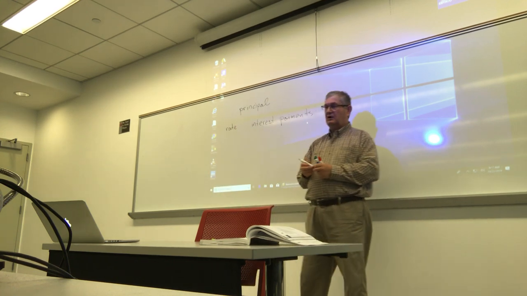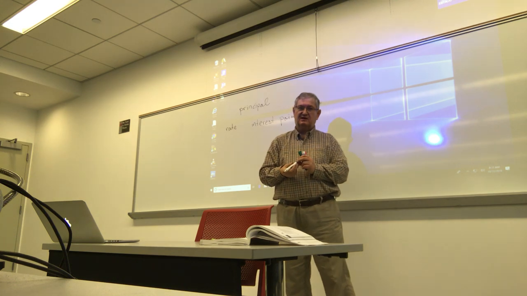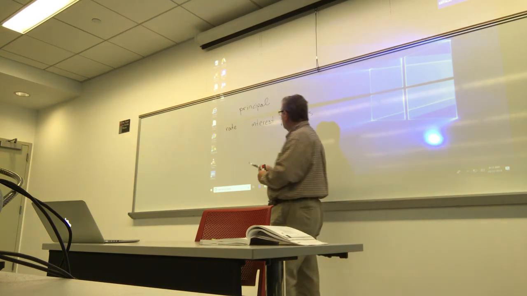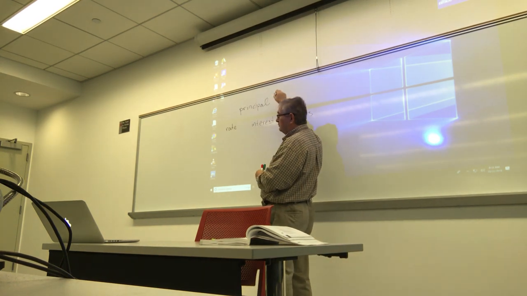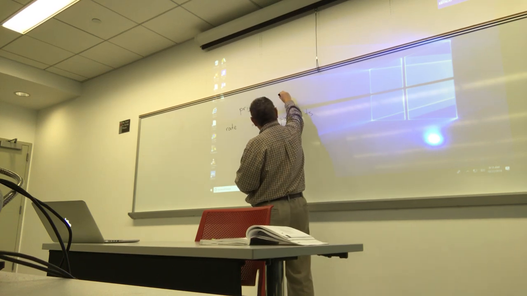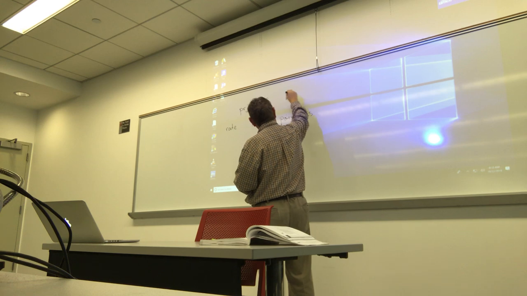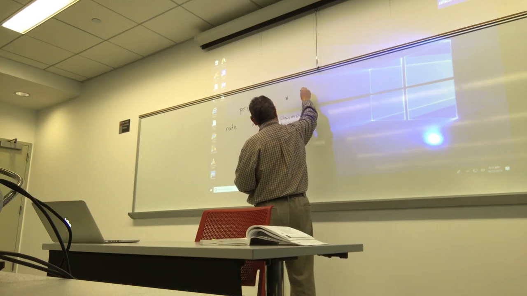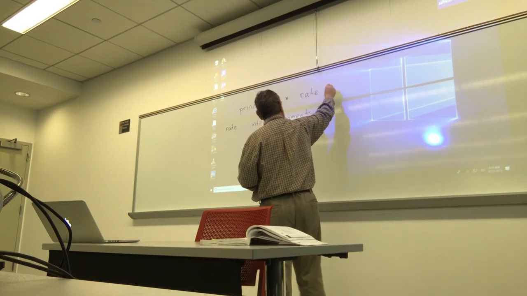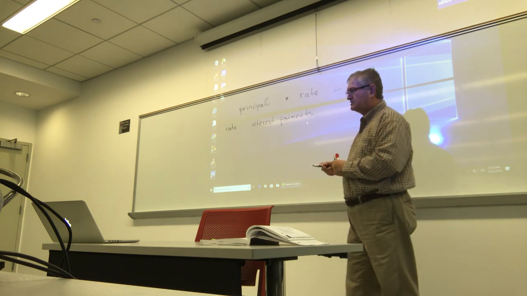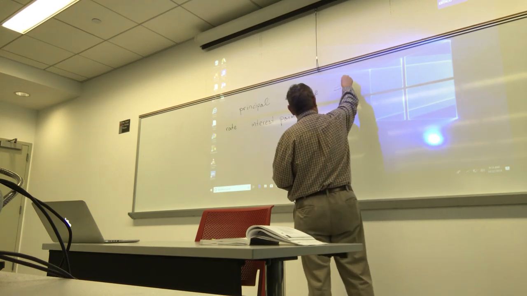The way we calculate interest payments is simple. We take the amount of the loan that we owe at that particular time and we multiply that with the interest rate. That yields the interest payment.